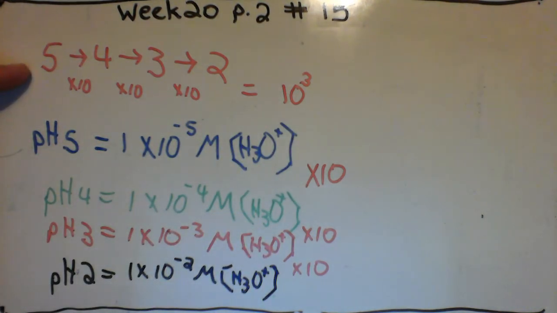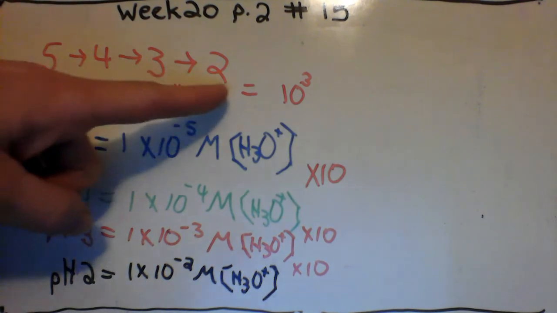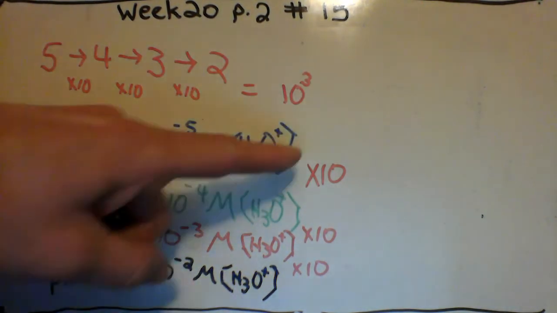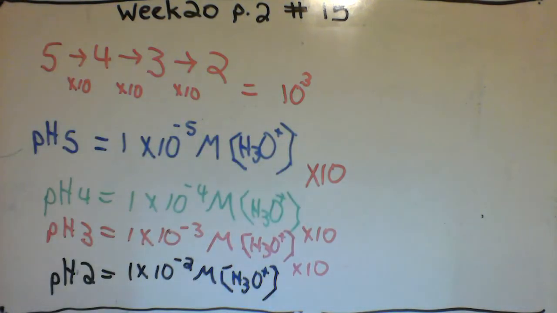So in essence, to get from a pH of 5 to a pH of 2, we multiplied by 10 to the third power, 10 times 10 times 10, or we multiplied by 1,000. So the hydronium ions have become 1,000 times more concentrated, and therefore the solution is 1,000 times more acidic.